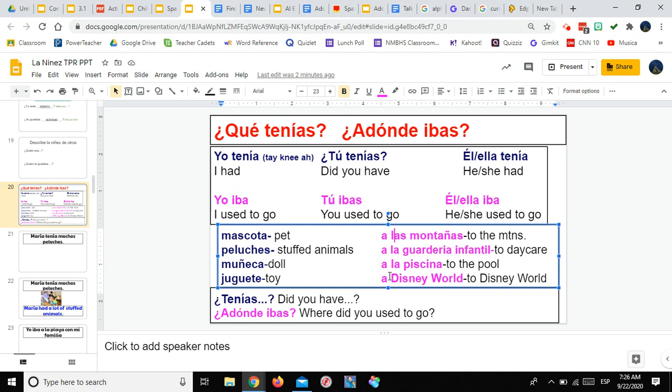So I didn't used to go to the daycare. Yo iba a la casa de mi abuela. That's who took care of me, mi abuela. So next vocab term is a la piscina, to the pool.